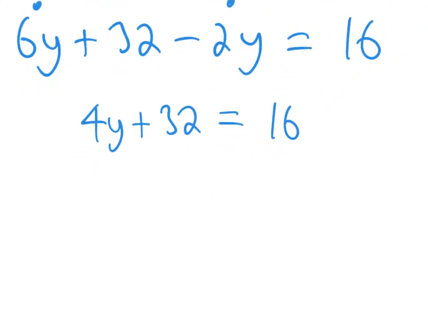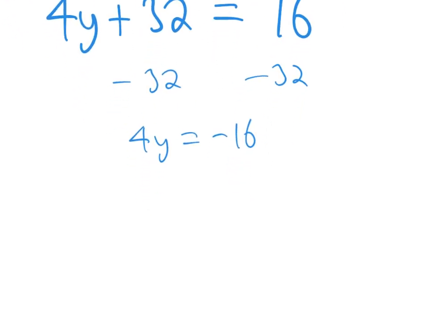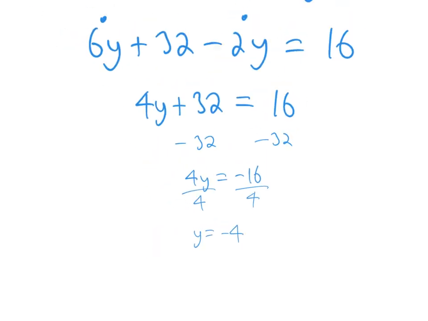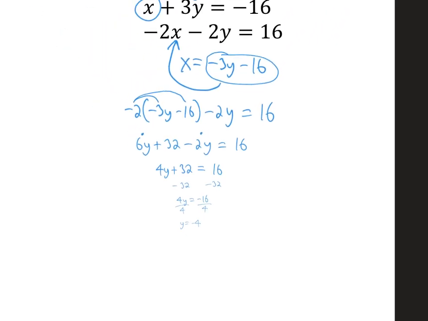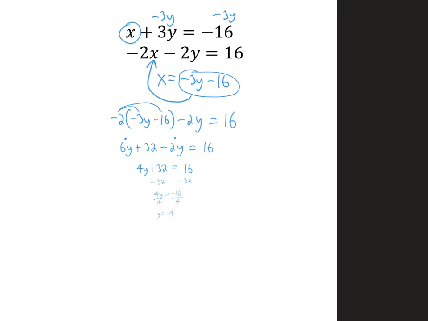Now we got to solve for y. We need to get that 4y by itself, so we're going to subtract 32 from both sides. 4y is going to equal negative 16. Divide by 4. Y equals negative 4. So we got half our answer here. This does not want to zoom out very nicely. We got half our answer, which is something, negative 4. Be careful with how you list it too. Y is negative 4, not x.